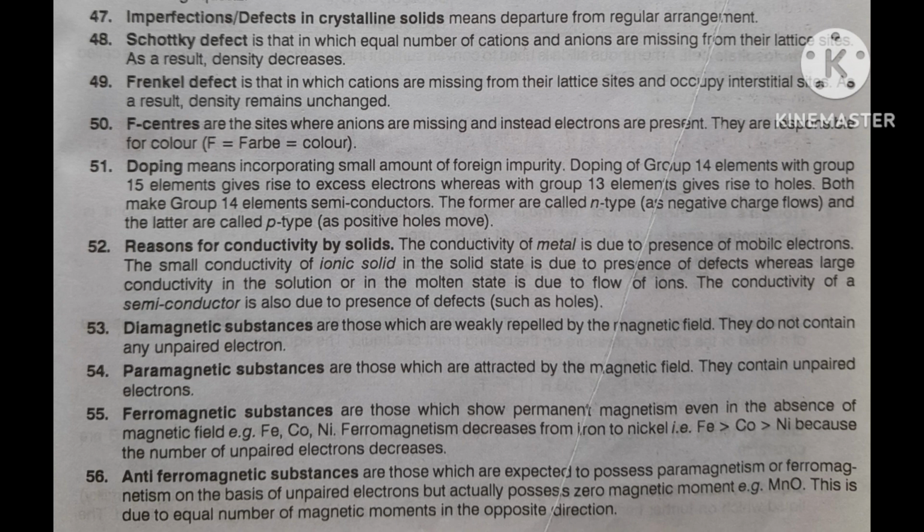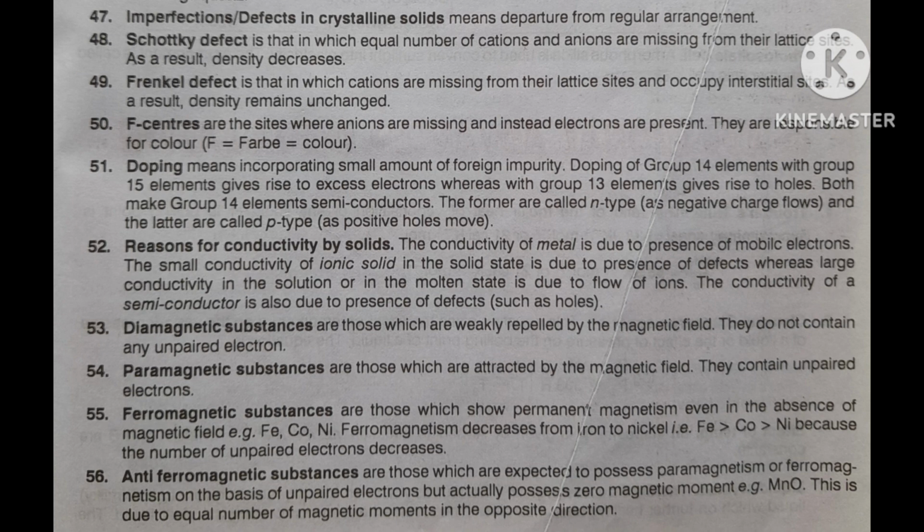Diamagnetic substances are those which are weakly repelled by the magnetic field. Correct? These are not magnetic. Diamagnetic means they are not magnetic. They do not contain any unpaired electron, meaning fully paired. Diamagnetic means no unpaired electrons, fully paired. In each orbital there will be two electrons, not unpaired.